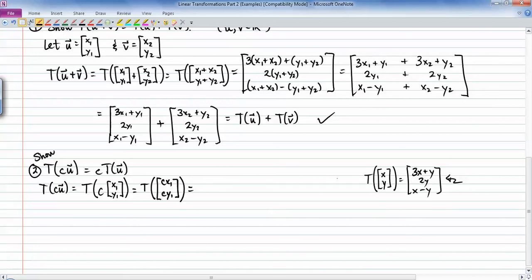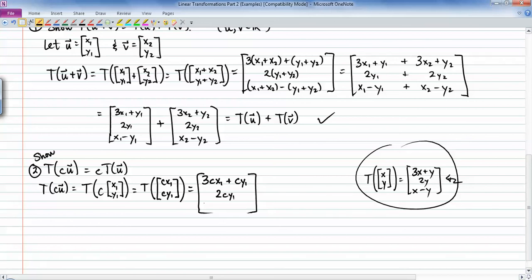cx1, cy1. And now I can apply the xy rule on this side. So that's going to be 3cx1 plus cy1, and then 2cy1, and then cx1 minus cy1. Based on what we know about properties of vectors, we can factor out a c from each term, and that's the same thing as putting a c in front of the vector. 3x1 plus y1, 2y1, x1 minus y1, and this is the same thing as c times T of u.